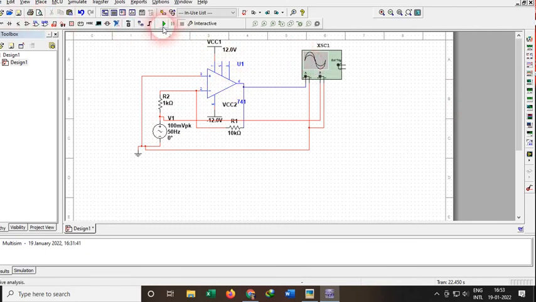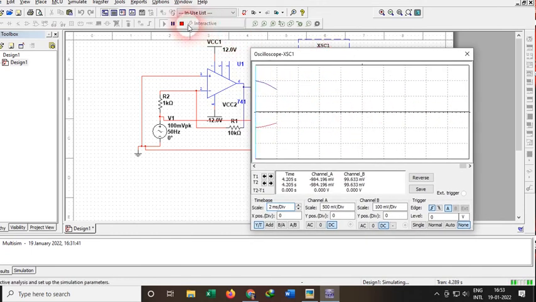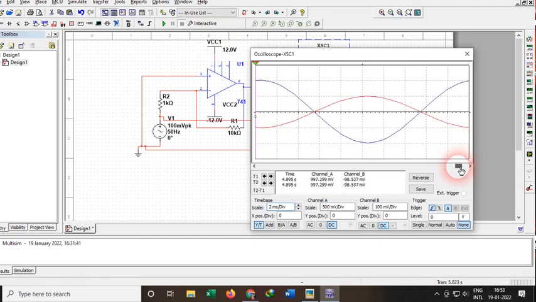Now I will just run this simulation once more. Okay, so I have run it. Now we'll see the oscilloscope here. I will first stop the simulation and check it here.